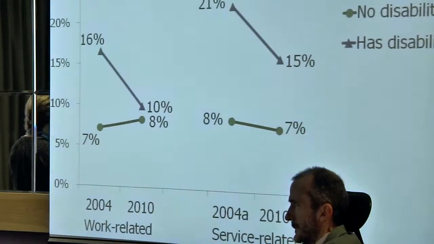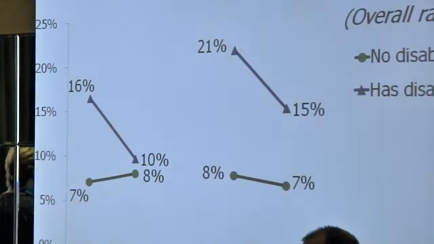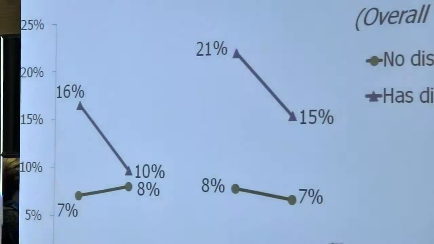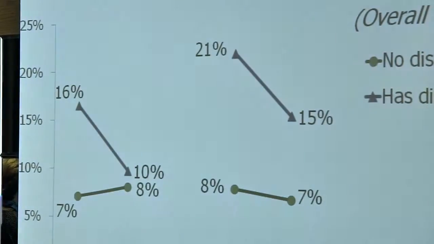So in 2004, people with a disability were reporting a much, much higher rate of work-related discrimination. By 2010, that had dropped to 10%, so that the difference is not statistically significant between people with and without a disability in terms of work-related discrimination. So that shows a big sign of improvement in that regard.